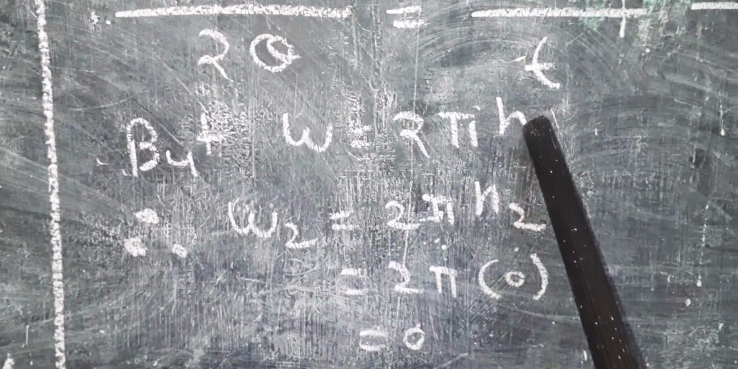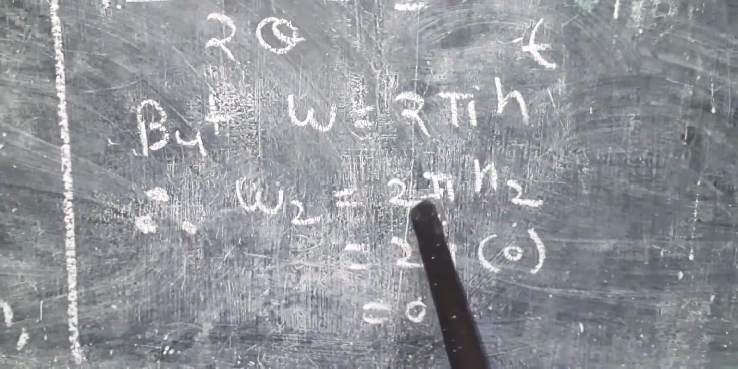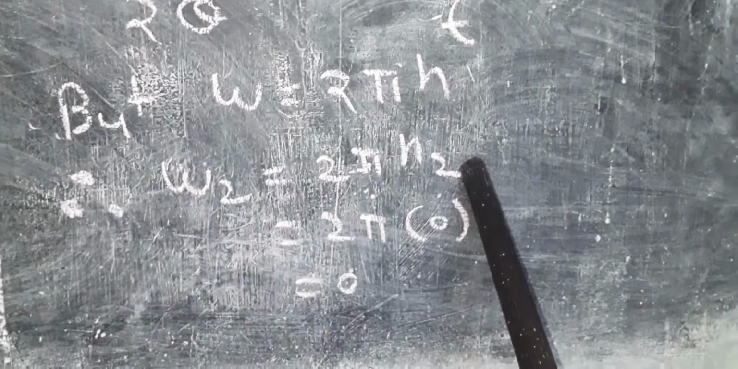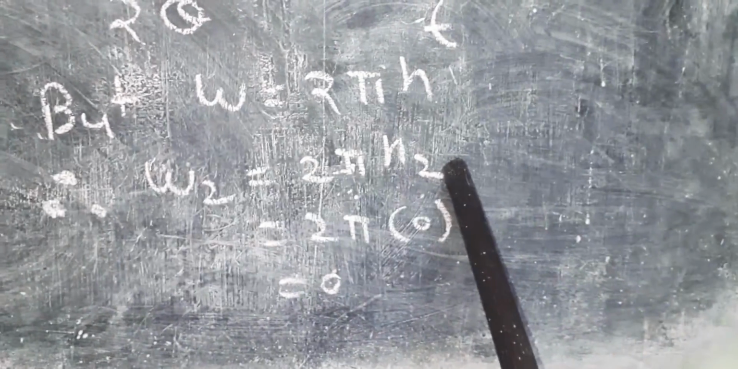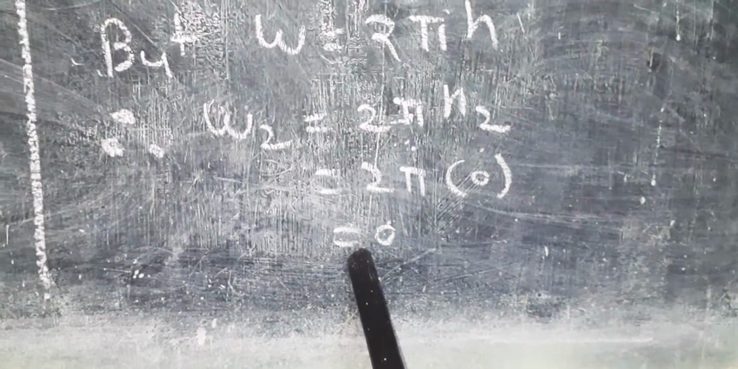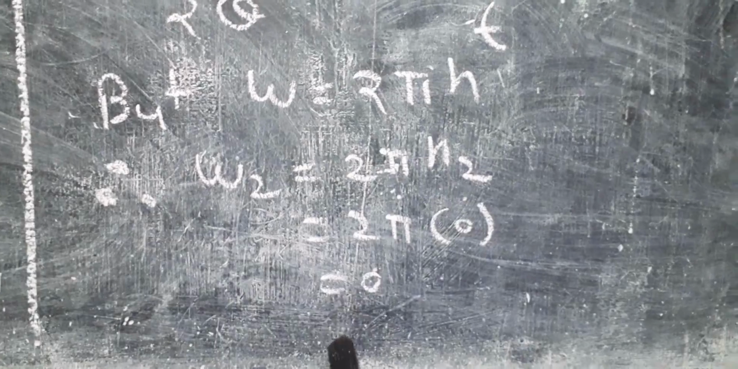So in place of n we write n2. In place of omega we write omega 2. So we get twice pi n2. What is n2? We have seen, finally the fan stops. So final frequency is 0. So we get twice pi into 0. That means 0. So we got omega 2 is equal to 0.